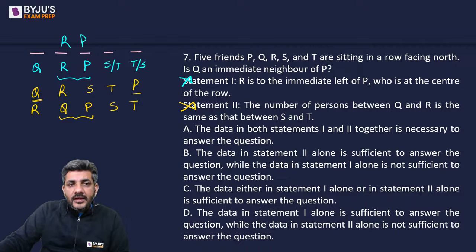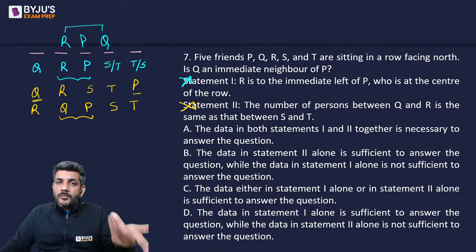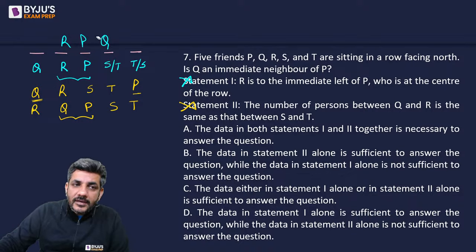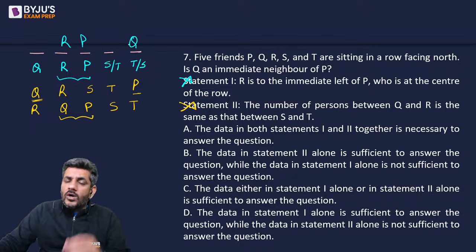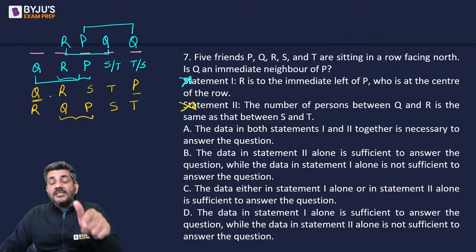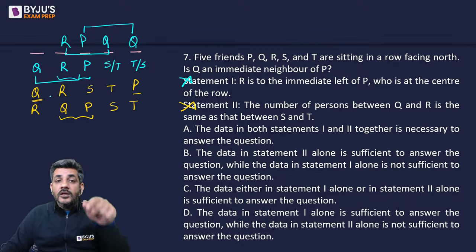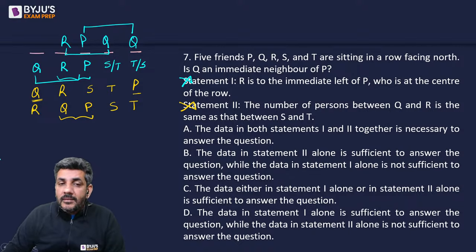Similarly, if Q is here, now there is only one person between Q and R. You cannot have one person between S and T because they would be at the extremes. तो ये possible ही नहीं हो पा रहा है. And the third scenario is that Q is here. Whatever happens now, the point is, in any case, Q and P are definitely not neighbors, because if Q comes here, you cannot have equal number of people between Q and R. The second statement would not be satisfied. Therefore, using the two statements, I can surely say Q and P are not immediate neighbors.